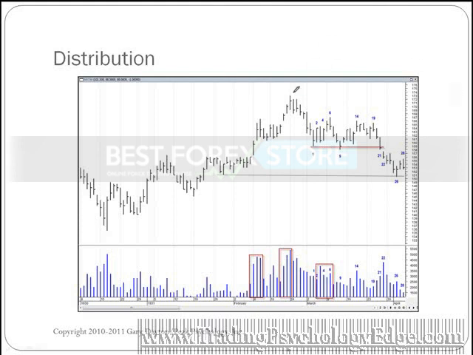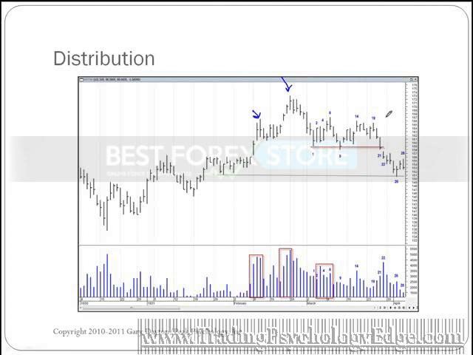The initial distribution comes in here. SMI later calls this kind of thing preliminary supply. Climactic action, more distribution here. The primary distribution is taking place over here, and then Wyckoff would consider this to be secondary distribution. I think today we would just call it all distribution, meaning that the market is held in a trading range, allowing selling to take place.